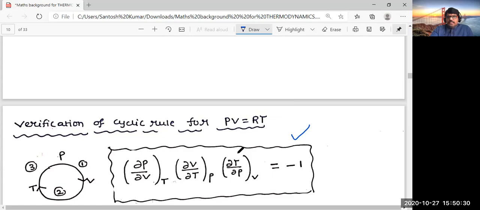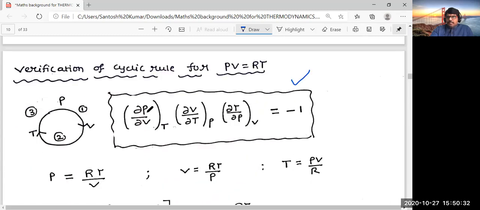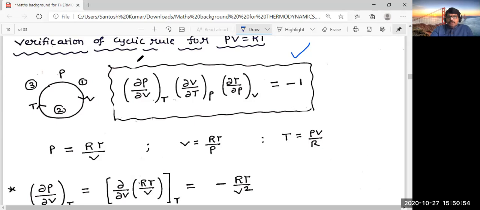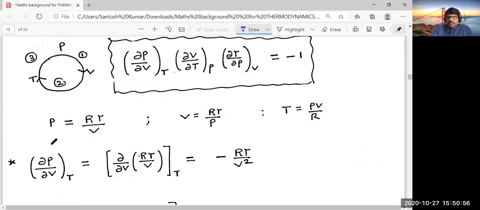So let us take first: here P is a function, here V is a function, here T is a function. From the ideal gas equation, what is P? P is equal to RT by V. And we have to find its partial derivative, so temperature must be constant. So let us find del P by del V.